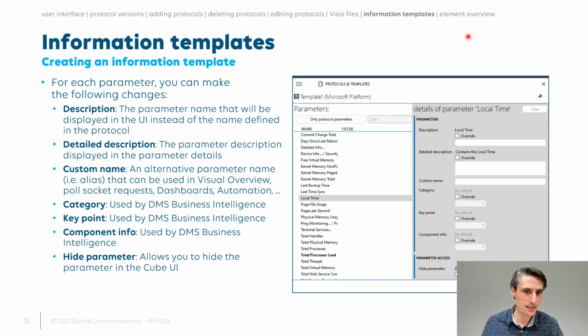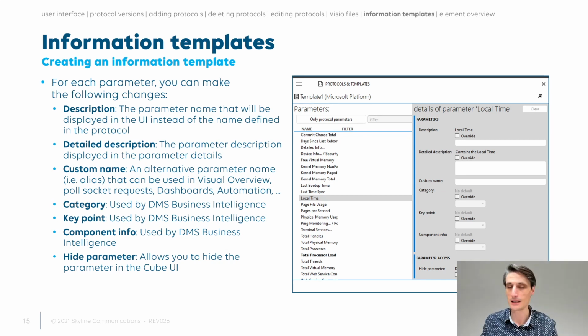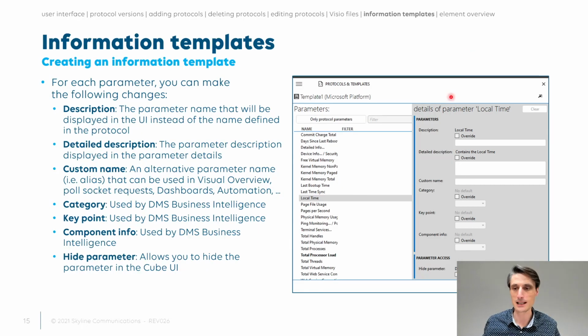Now, so that's business intelligence. That's not for now. Parameter access. There you can specify whether the parameter is shown or not on the Cube UI. So here you can actually define if a parameter should be hidden. If you want to remove some of the parameters, you can actually do so.